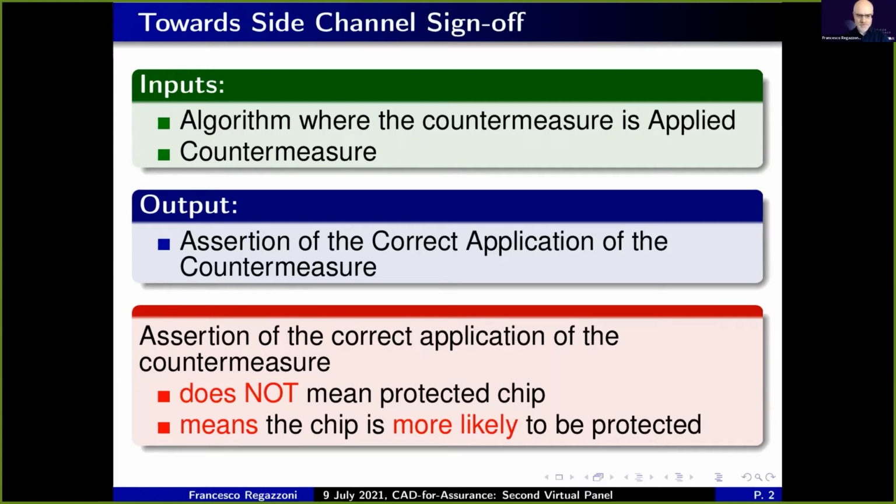Of course, this is a sign off similar to what we do with the design of a regular chip. When we sign off a regular chip, it does not mean that the chip works. It simply means that it's very likely, actually extremely likely, that it is working correctly. In a similar way, a side channel sign off should not be confused with the ultimate proof of security, but is a way to ensure that the chip is more likely to be protected at the end. We still need to do the testing that we are doing already now for side channels, just we are more sure that we are on the protected side.